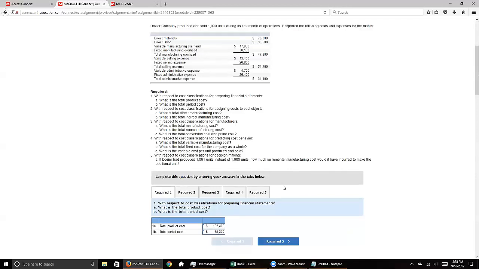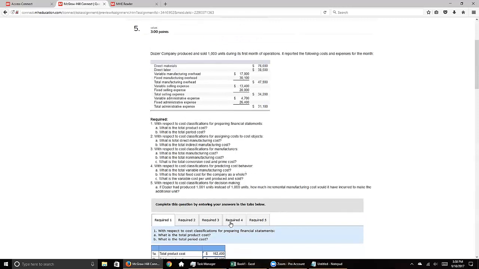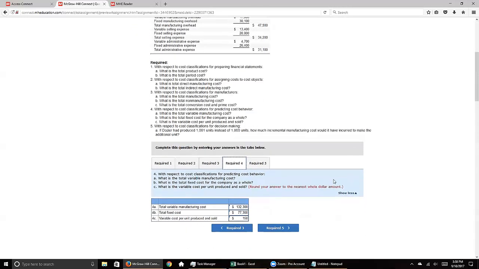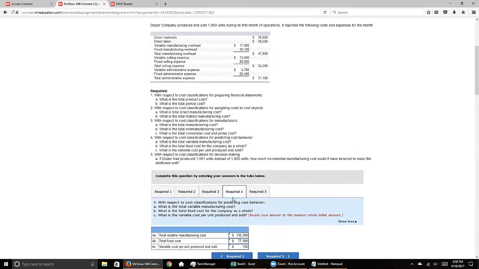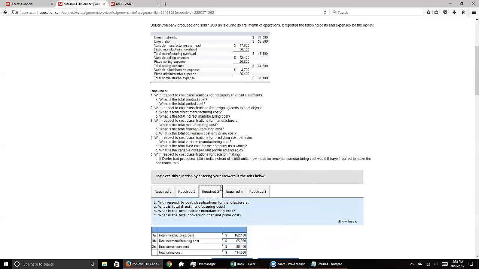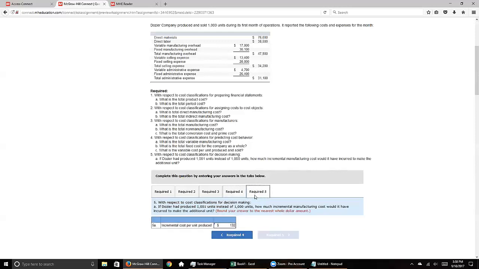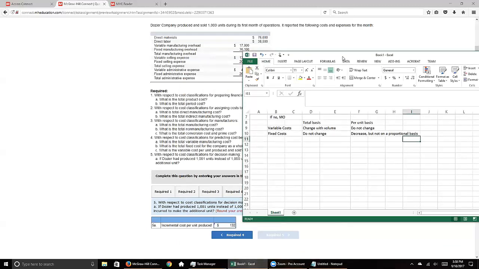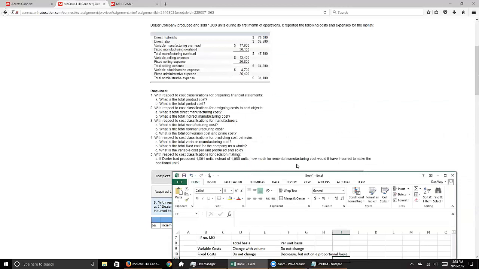Okay, perfect. For shortcut purposes, I want to skip ahead a tiny bit here, and then we can circle back if we need to. Total manufacturing costs, and then we have to make an additional unit. So if I want to come up with, as the question says, how much incremental manufacturing costs would have been incurred to make one additional unit?